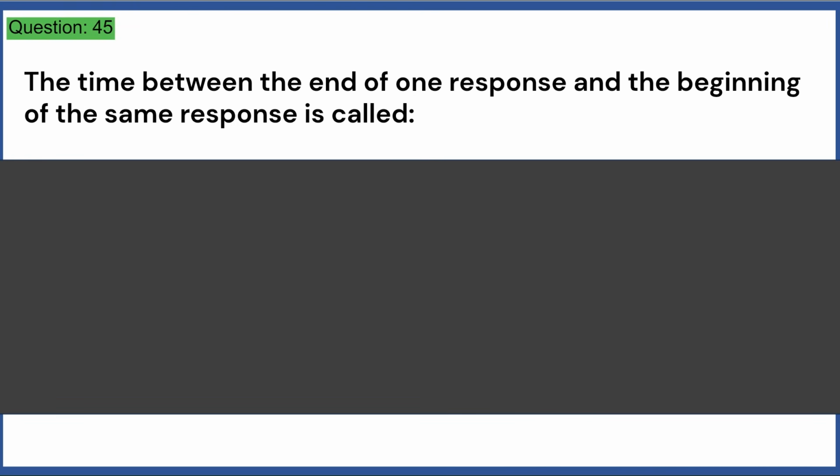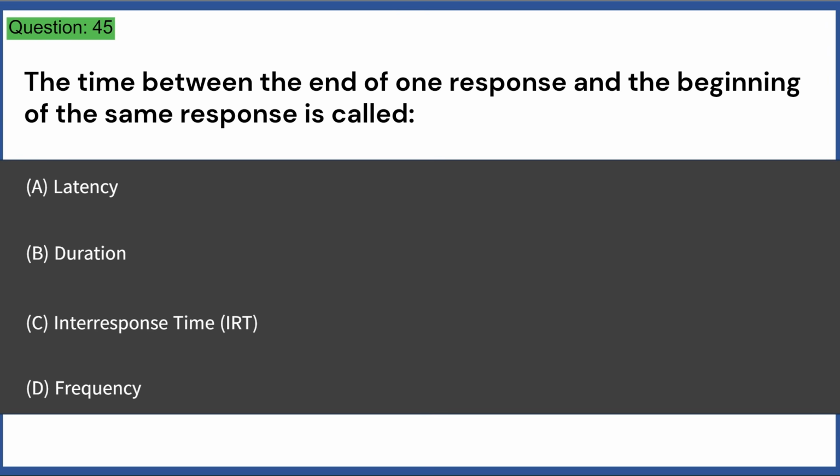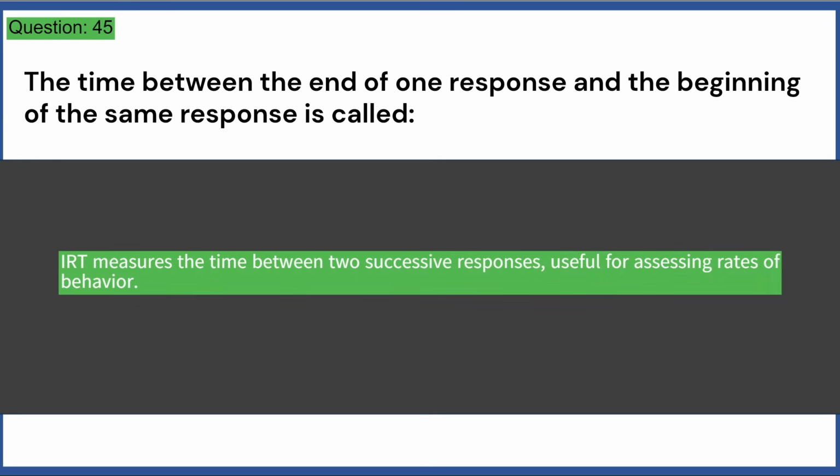The time between the end of one response and the beginning of the same response is called: A. Latency. B. Duration. C. Interresponse time, IRT. D. Frequency. Answer C. IRT measures the time between two successive responses, useful for assessing rates of behavior.